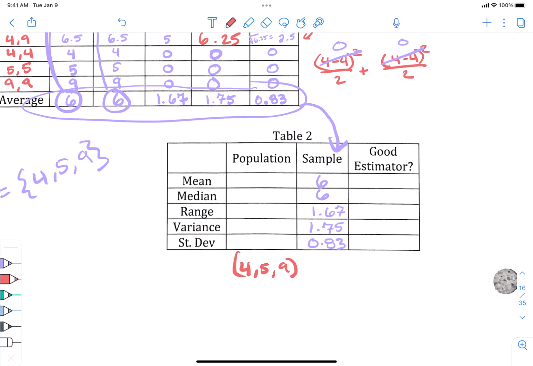Yeah. You add them up and divide by 3, right? 6. The median, what's the median? The middle number is 5 in that case. Not quite the same. Anyway, the range from highest to lowest is 5. Wow, that one's way off, right?